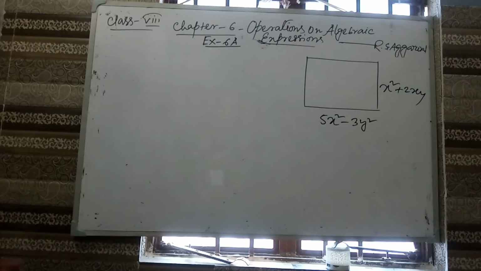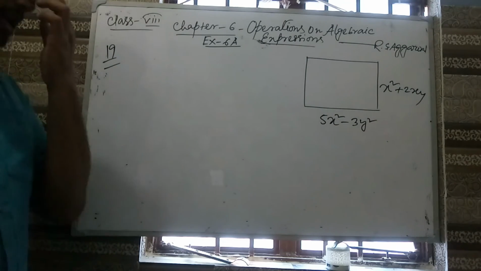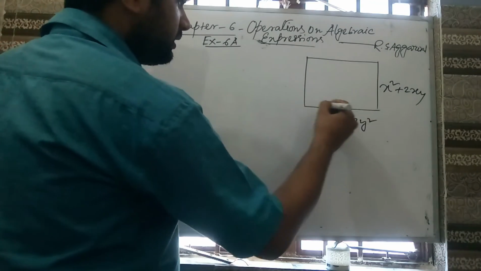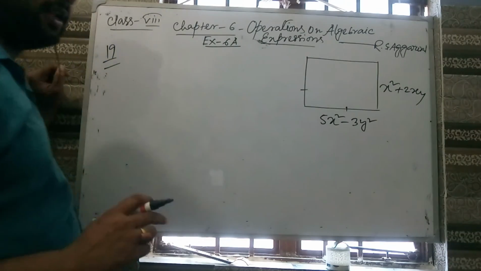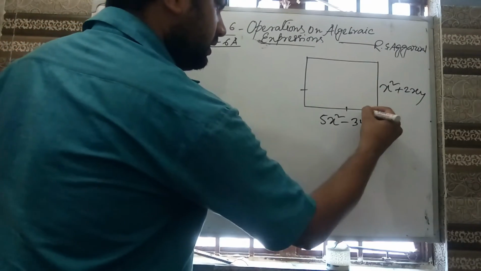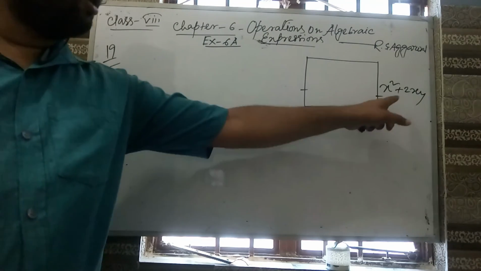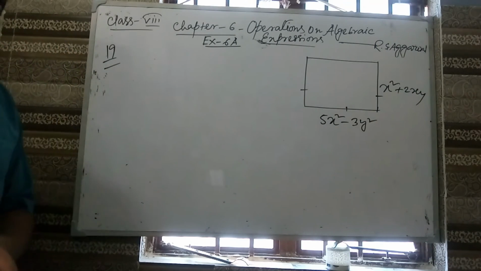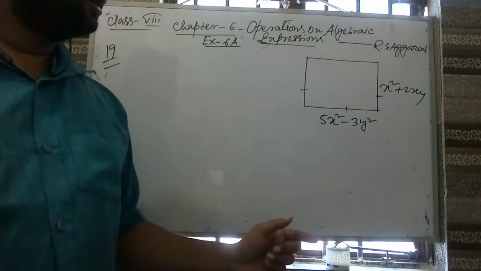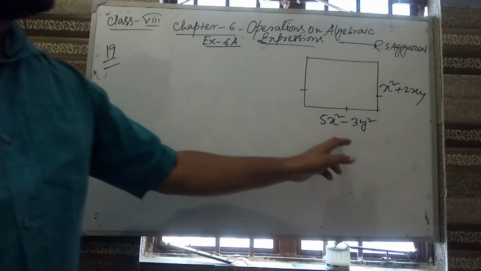Okay. Now look, what is an adjacent side of a rectangle? Adjacent means this side, they have a common vertex. So these two are adjacent sides. Again, this side and this side, they have a common vertex. So these two are also adjacent sides. Okay. Now look, this one is 5x square minus 3y square. This is x square plus 2xy. Adjacent sides.